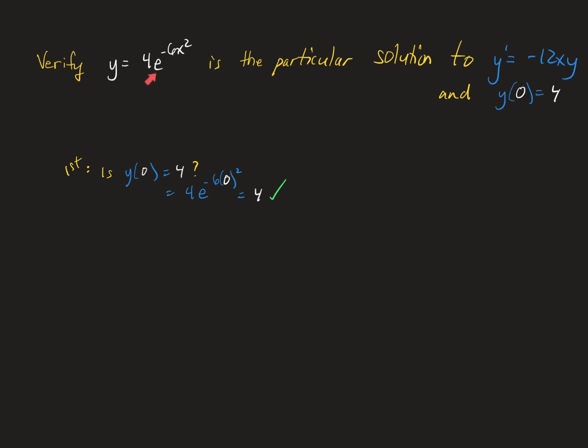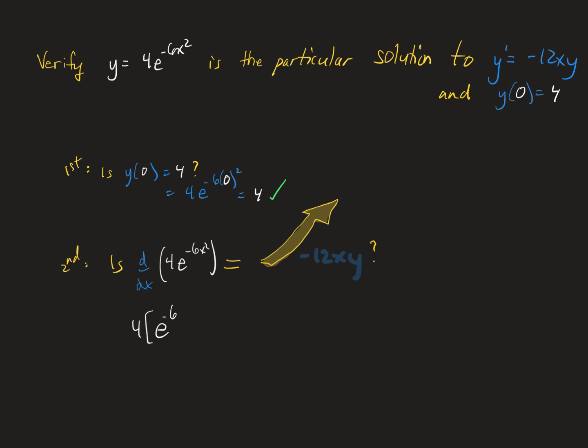Next, does it solve this diffy q? In other words, if this was y, would y prime be equal to negative 12xy? Let's figure it out. So the derivative of this y value, is it equal to negative 12xy? So the derivative of this function with respect to x is 4 times e to the negative 6x squared times negative 12x. Or in other words, negative 48x e to the negative 6x squared.